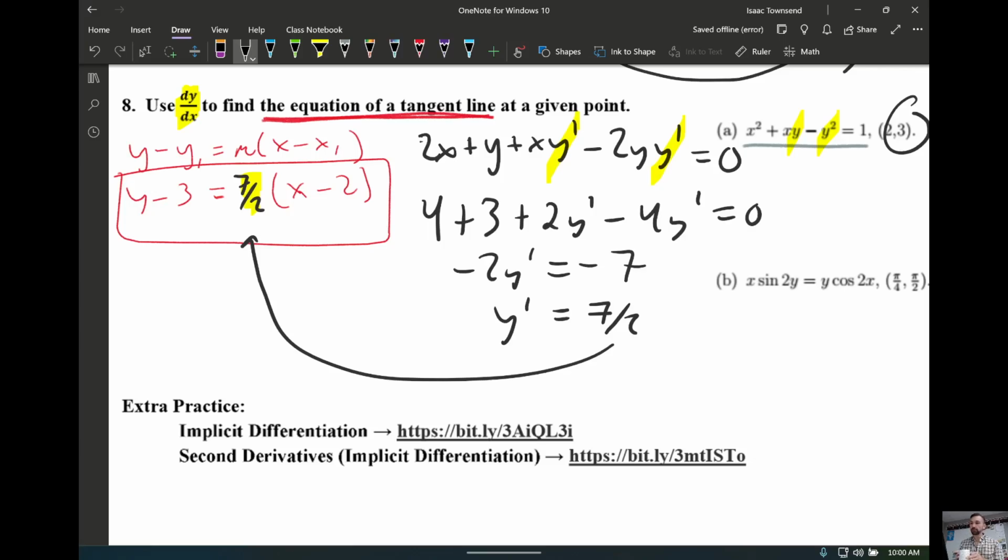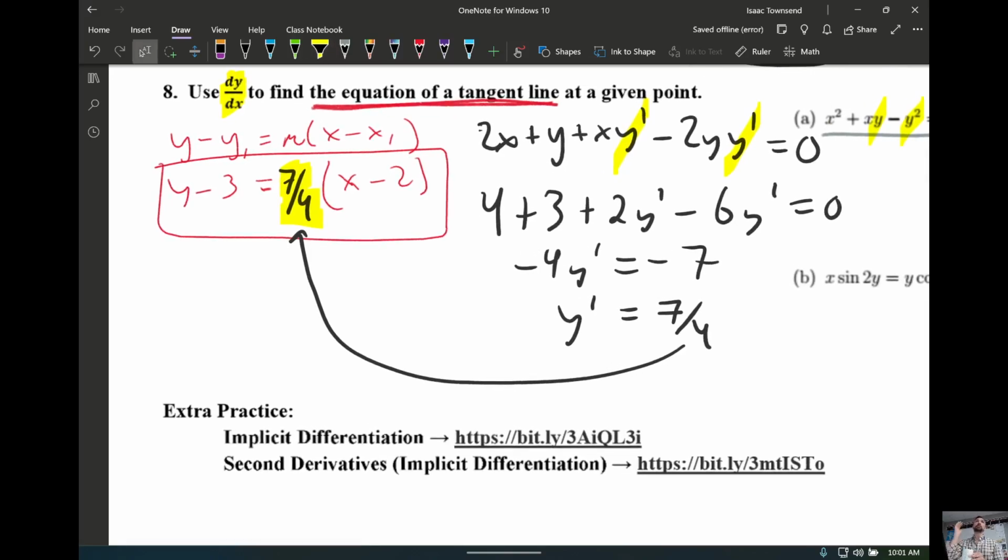And 7/2 is not correct, so I got something wrong here. Oh, it was right here. I said 2 times y was 4. I plugged in x, not y. I should have plugged in 3 for y, which would make this a 6, which would make this a -4, which makes this a 4, which makes this a 7/4. Oops, 7/4. So, no such thing as being too careful on these question types.